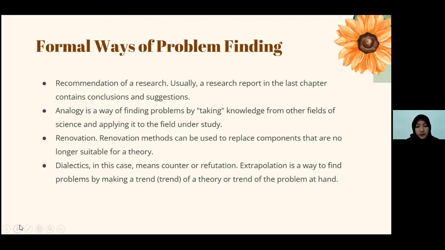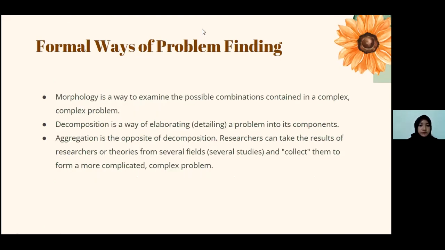Extrapolation is a way to find a problem by making a trend of a theory or trend of the problem at hand. Number 5 is morphology, a way to examine the possible combinations contained in a complex problem. Number 6 is decomposition, a way of elaborating or detailing a problem into its components. Number 7 is aggregation, the opposite of decomposition. Researchers can take the results of research or theories from several fields or several studies and collect them to form a more complicated, complex problem.